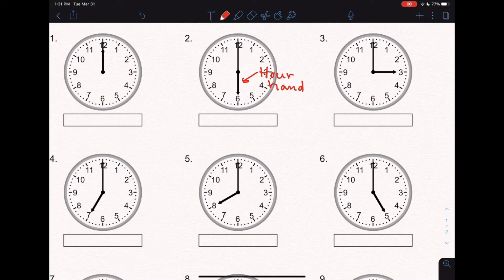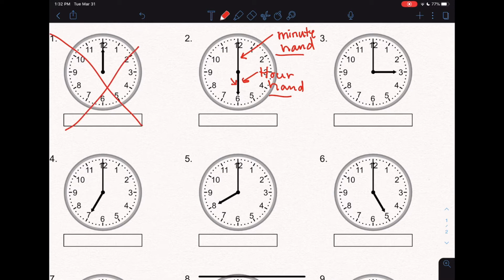That is the shorter, thicker line. If you notice compared to this one up here, this one down here is shorter and thicker. This one up here is called the minute hand. That one tells you how many minutes we have gone into the hour. So we have the hour hand down here, and we have the minute hand up here.